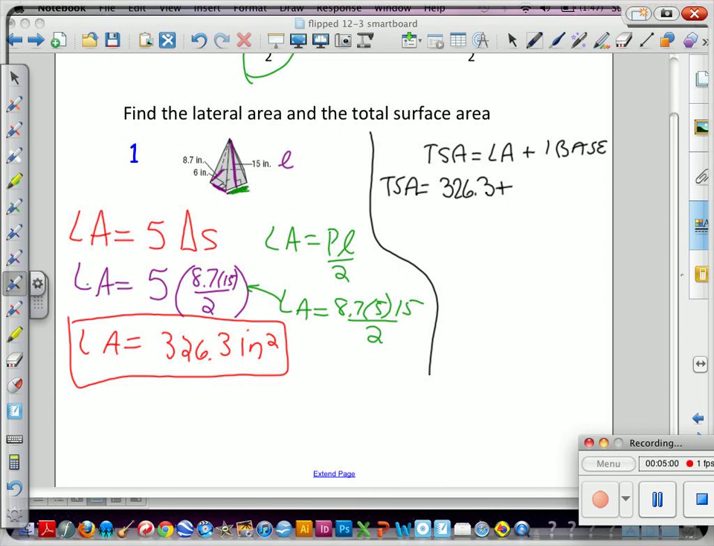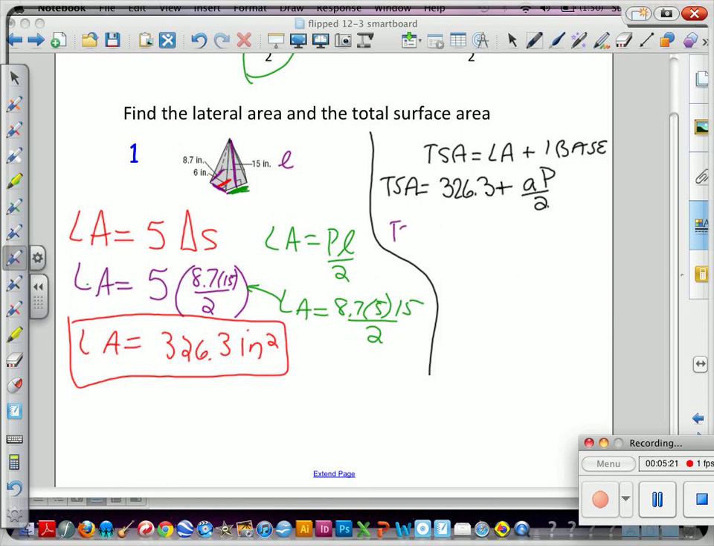I lost my train of thought. I'm working on my base and it's a pentagon, so I need to do my apothem times my perimeter divided by 2. And they do give me my apothem right here. Great. And I can calculate my perimeter pretty easy.